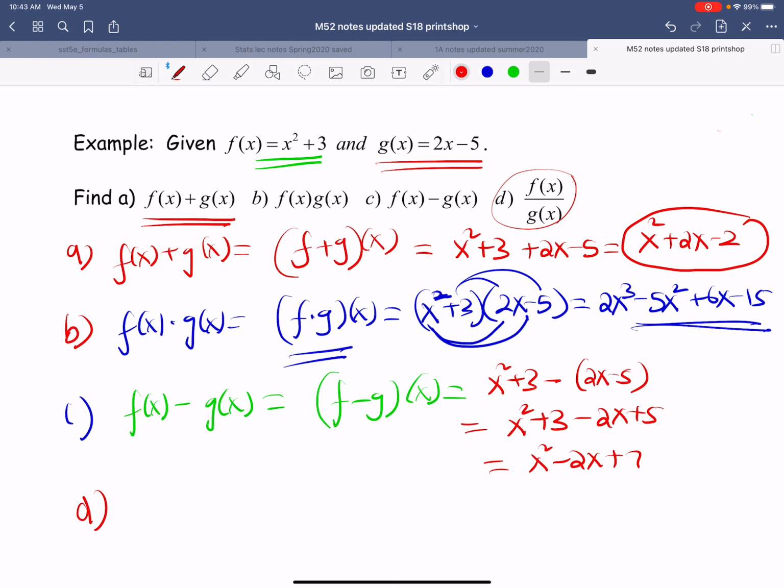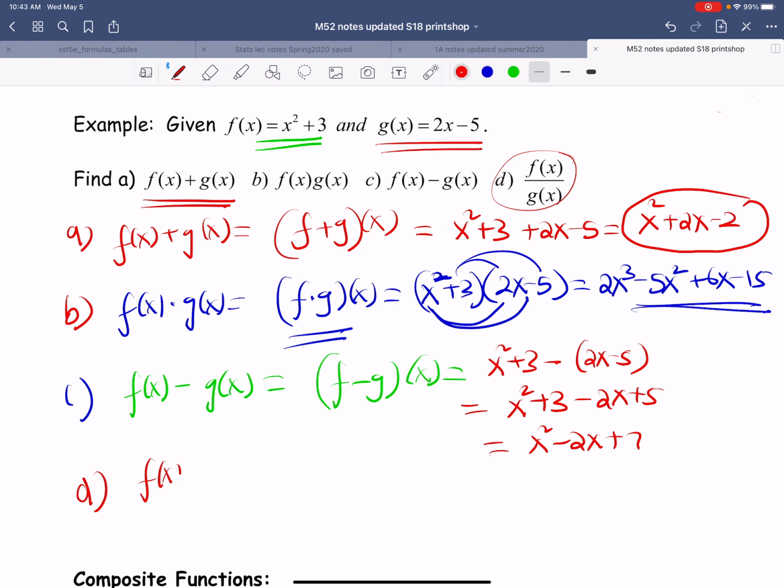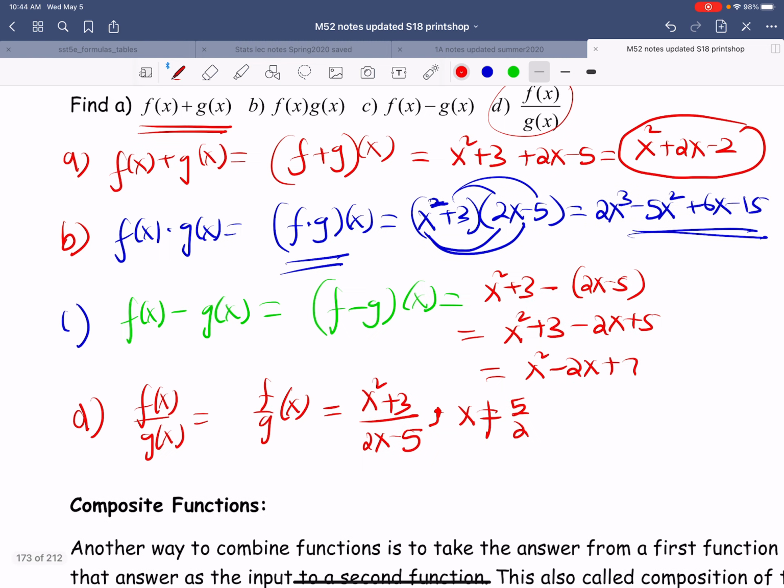Lastly, we're going to look at the quotient, part D, which is f of x divided by g of x, which we can write as f over g of x, which will be x squared plus 3 divided by 2x minus 5. We must say x cannot equal 5 halves here, because if x becomes 5 halves, then my denominator will equal 0, and I'm going to be in big trouble. I'll have domain restrictions there. For a rational function, we cannot have a 0 in the denominator. It makes my function undefined. So x cannot equal 5 halves.